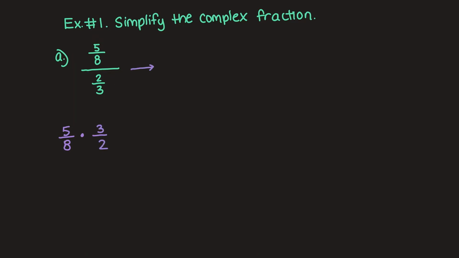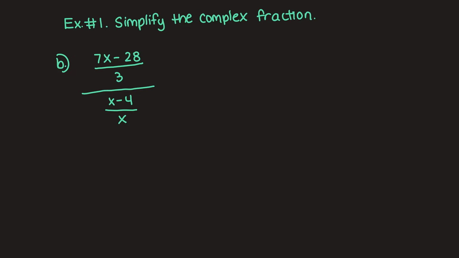The reason we can do this is because this complex fraction can be written as division horizontally, thus keeping the first rational expression the same, changing the division to multiplication, and then flipping the second rational expression to its reciprocal. And now we multiply as normal. The numerator and denominator do not have a common factor to divide out, so multiplying across, our answer is 15 over 16. Now our complex fraction is written in simplest form.